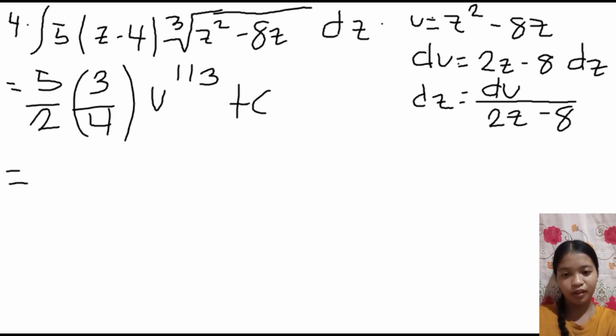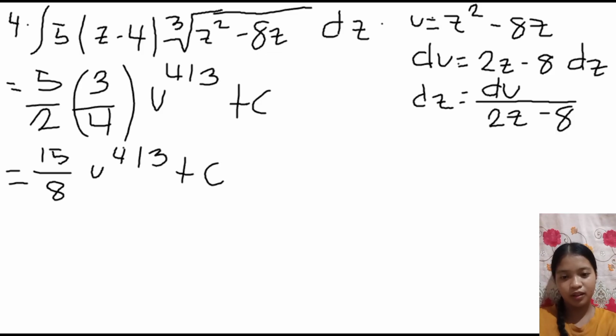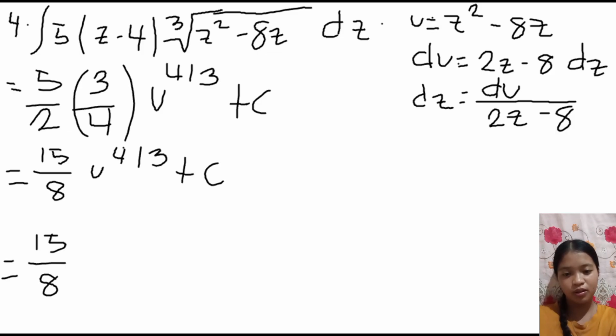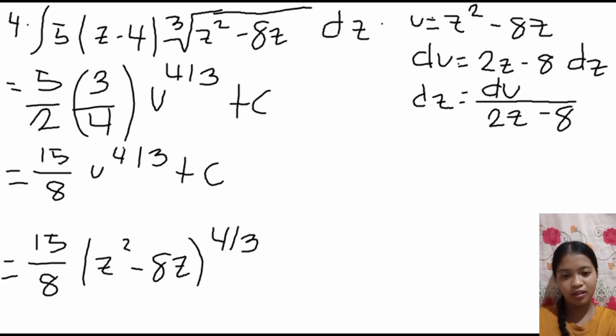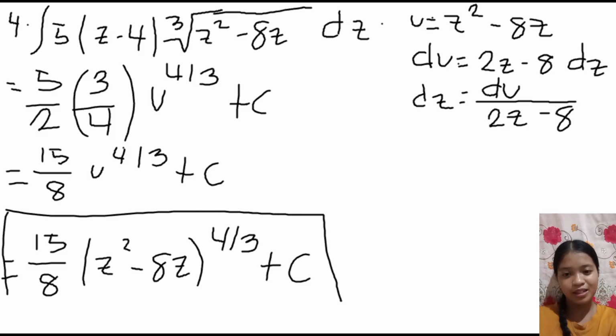So now to get the final answer, just substitute the u with its original expression. So 15 over 8 times the quantity of x squared minus 8x raised to the power of 4/3 plus c.